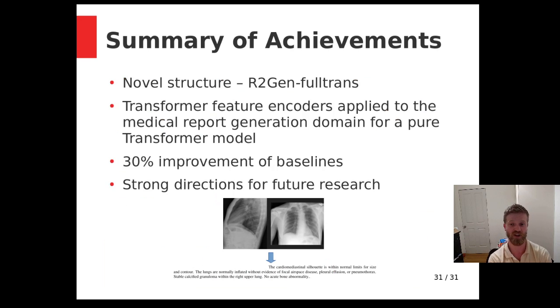A motivation and achievements recap: I sought to apply the latest developments in transformer feature encoders to develop deeper, larger models for the report generation task, and we achieved excellent results. It's a new research area, and the demonstration of promising results shows a strong direction for the future. In summary, I've proposed a novel, purely transformer architecture. I've improved the current best baseline performance in medical report generation by 30% CIDEr.